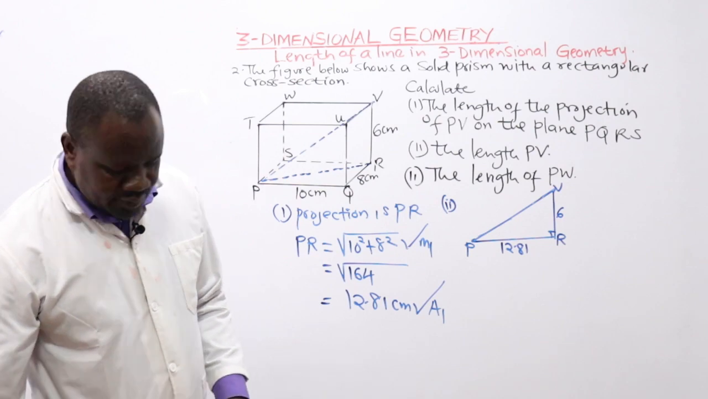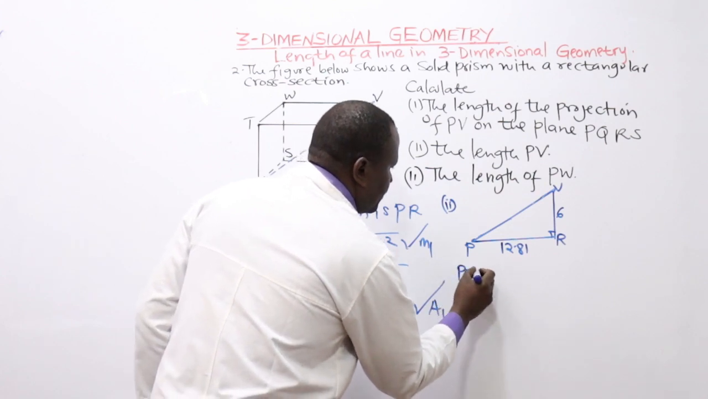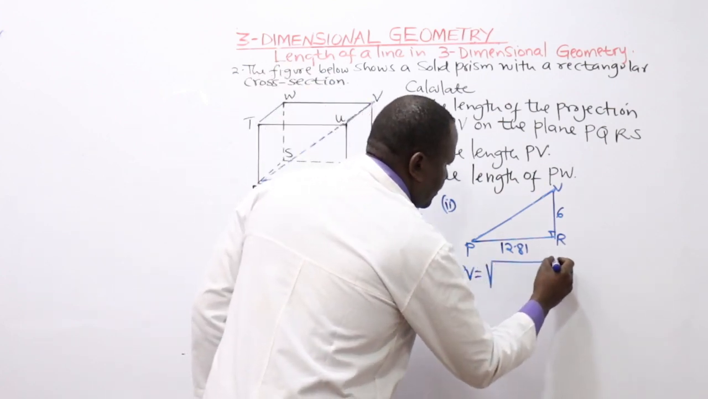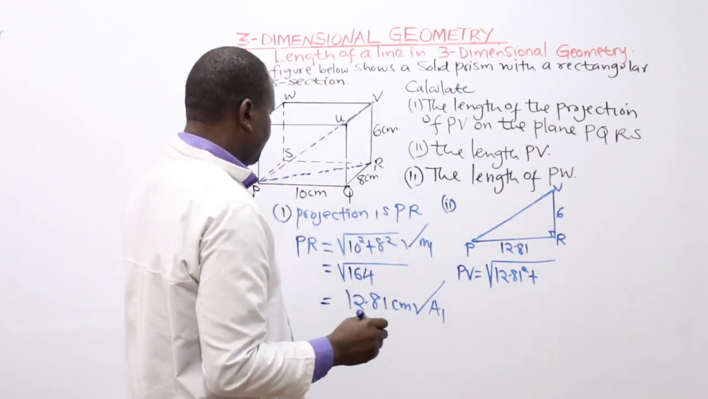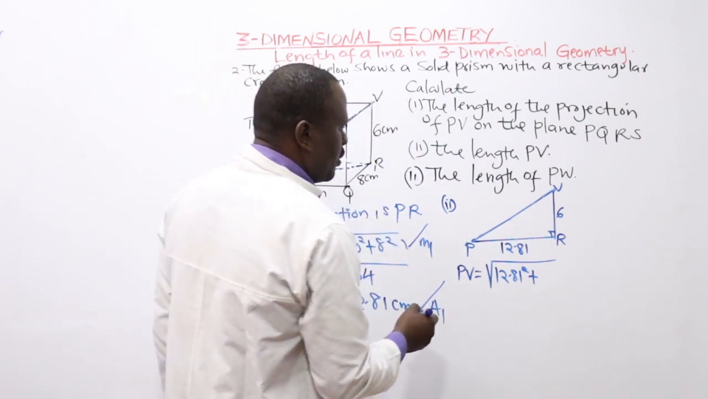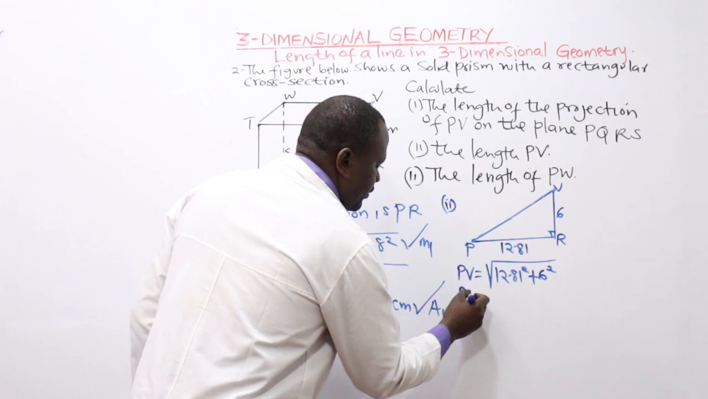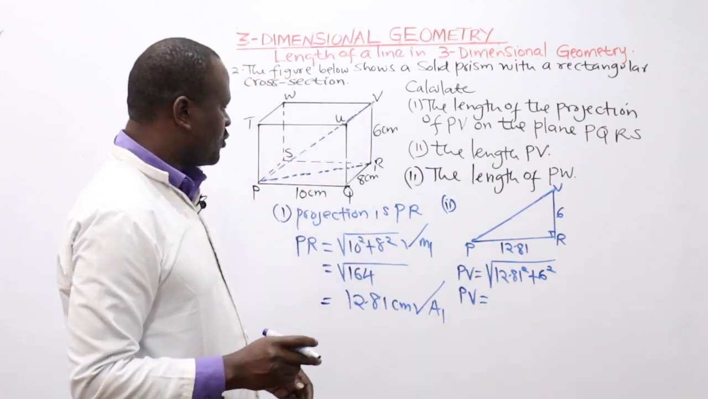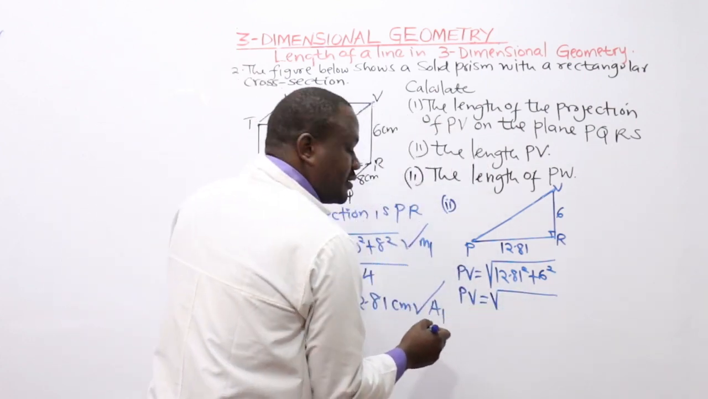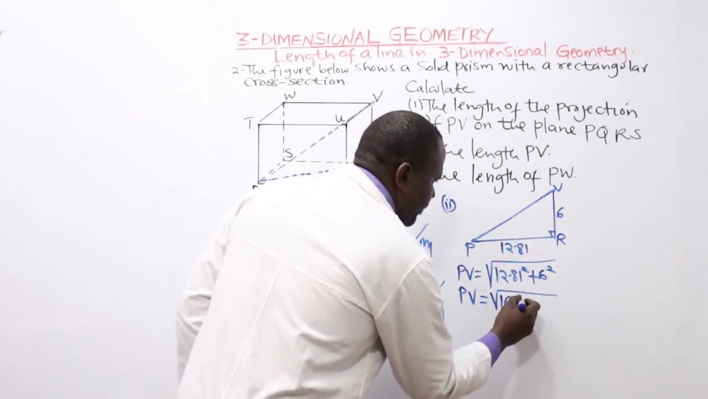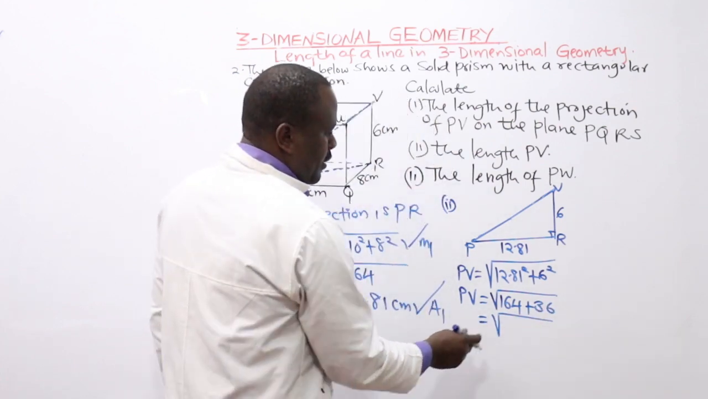So again, we use Pythagoras theorem. This is the longest side. Therefore, PV is equal to the square root of 12.81 squared plus 6 squared. But 12.81 squared was 164. So we come back with 164 plus 36. We get the square root of 200.